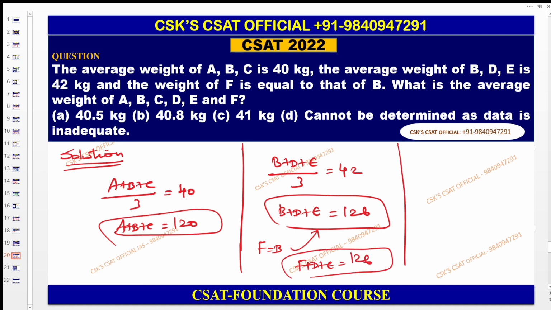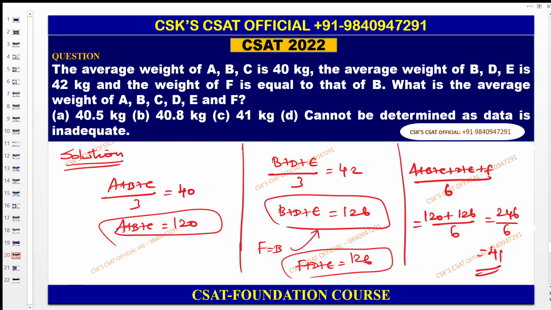They're asking what is the average of all the 6. So A plus B plus C plus D plus E plus F by 6, right? Now understand here, A plus B plus C you know is 120, D plus E plus F you know is 126, by 6, 246 by 6, which becomes 41. That's it, a simple question only. Understood?